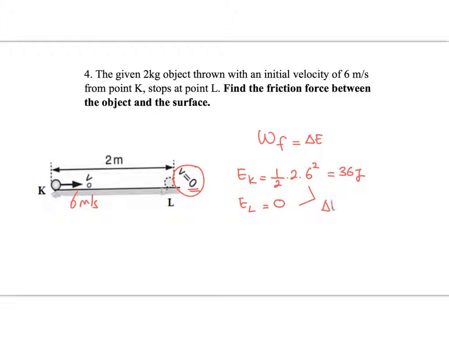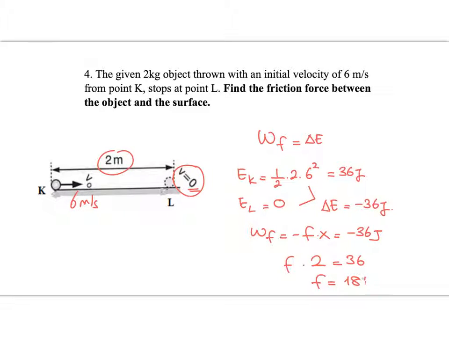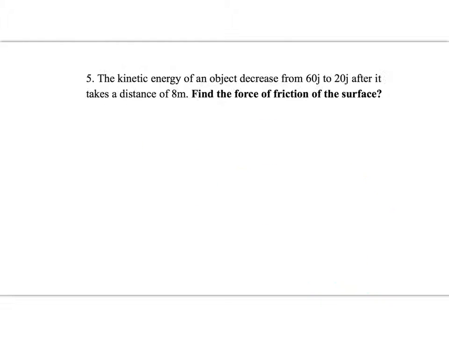So the change in energy is equal to minus 36 joules. So the work done by friction, which is equal to minus F times distance, is equal to minus 36 joules. F times the distance, 2 meters, is equal to 36. So the friction force is equal to 18 Newton.